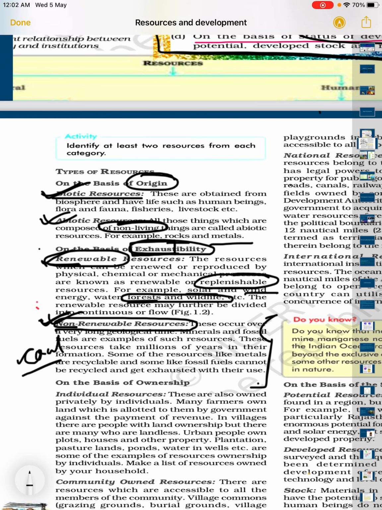Okay, so coal is a resource. If it gets over, then we cannot get it back again, because it will take millions and millions of years to make that much amount of coal again.